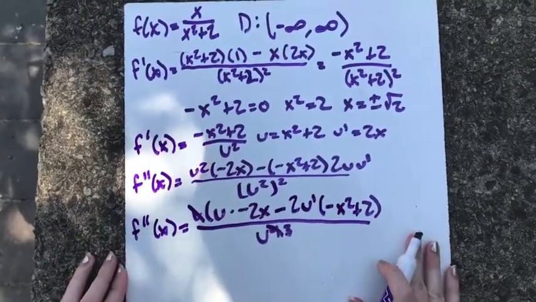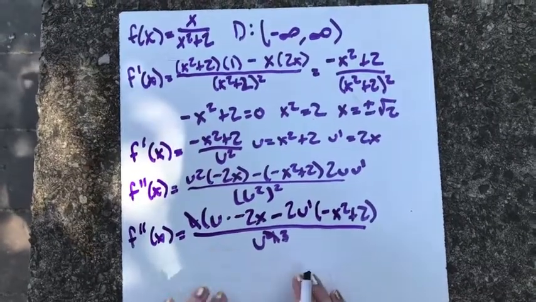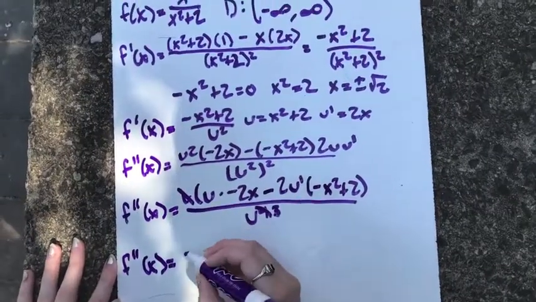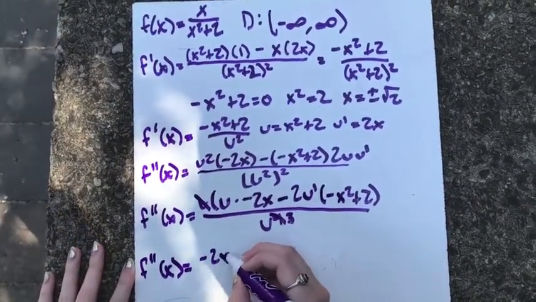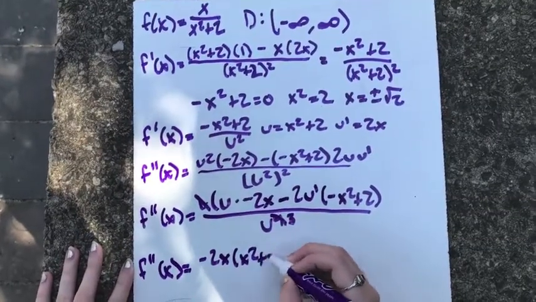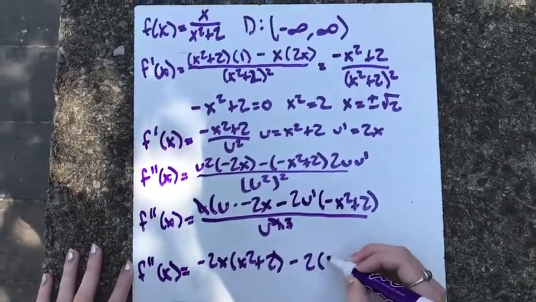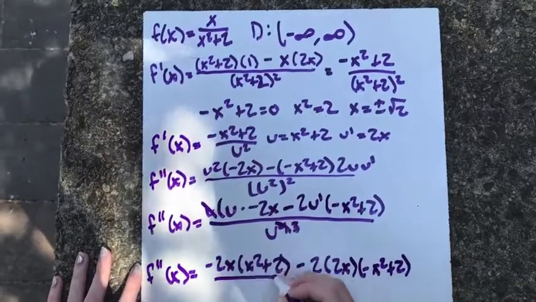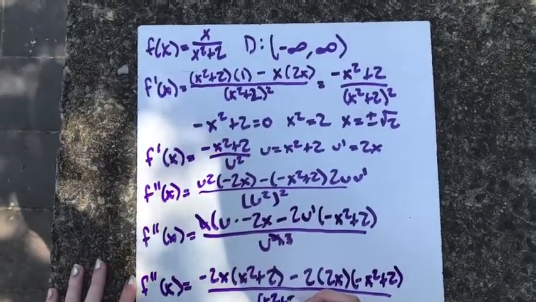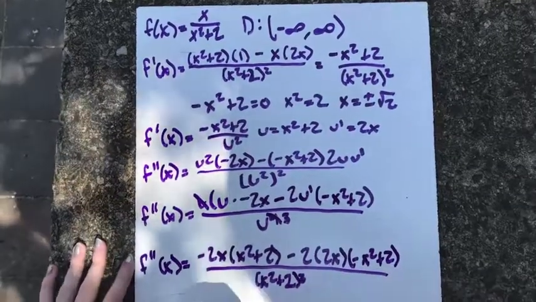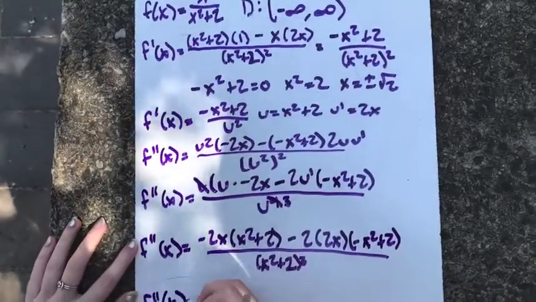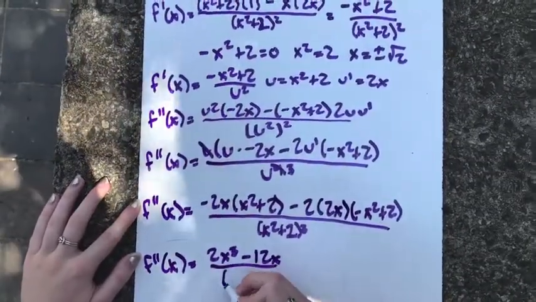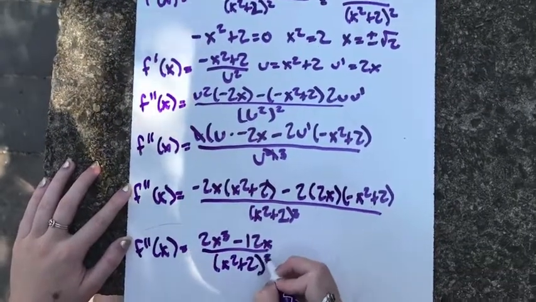And so then what you need to do is plug your u and u prime back into this equation. So f double prime of x equals negative 2x times x squared plus 2 minus 2x times negative x squared plus 2 all over x squared plus 2 to the 3rd. And this all simplifies to 2x to the 3rd minus 12x all over x squared plus 2 to the 3rd.